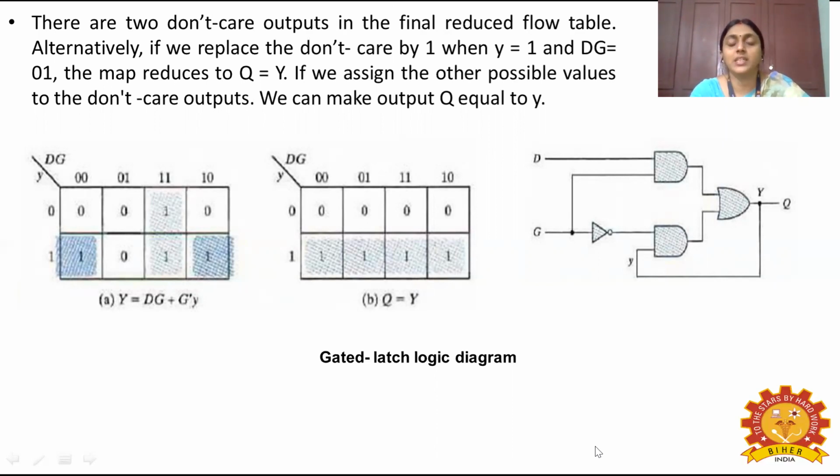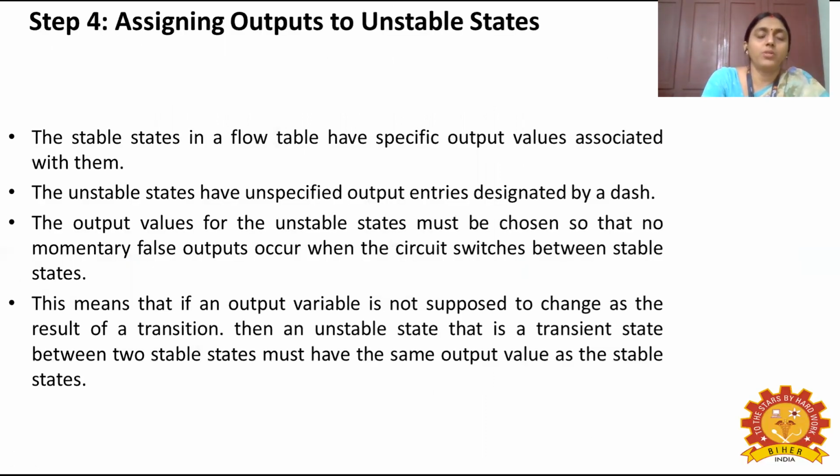Here we can see the data D and the gated input G given to the AND gate, and then G is applied to the inverter, that is the NOT gate, which is one of the inputs for the second AND gate along with the input Y. In turn, the outputs of the 2 AND gates are given to the OR gate, and the corresponding output Y is again given as feedback to the second AND gate.